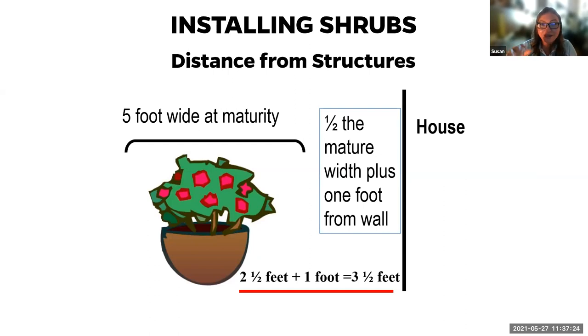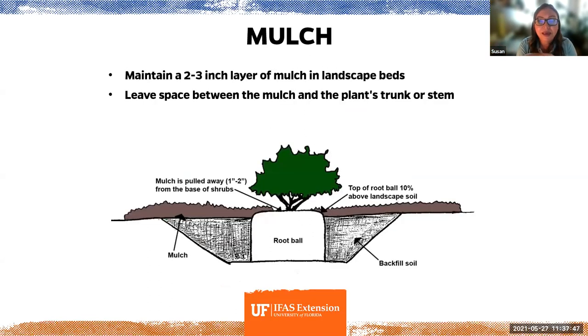This is another thing I'm mentioning again. Valerie talked about this, but again, to reiterate, you don't want to put it too close to your home or other structures. So if that plant's going to be 5 feet wide at maturity, you want to have it half the mature distance plus 1 foot away from your home. So a 5 foot plant needs to be 3.5 feet away from your home. And mulch, leave that root ball open.